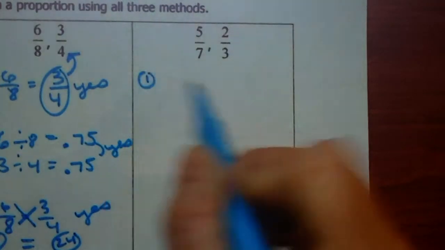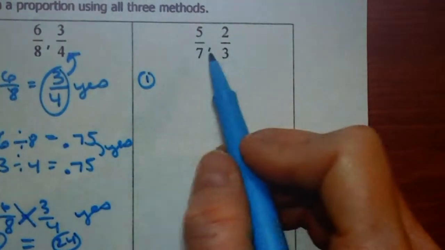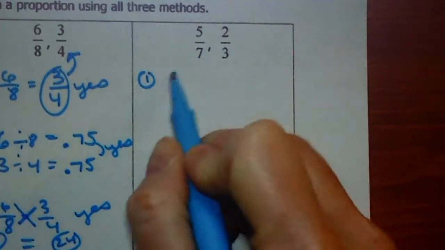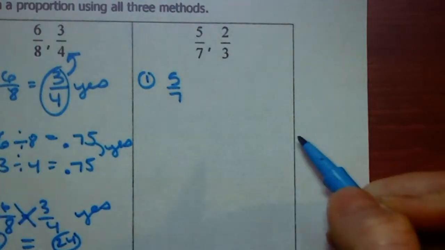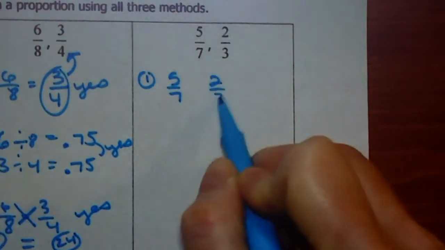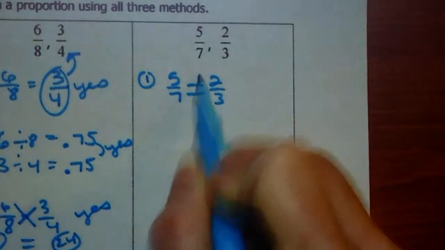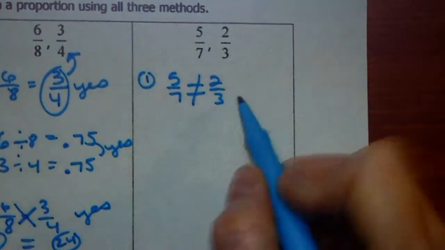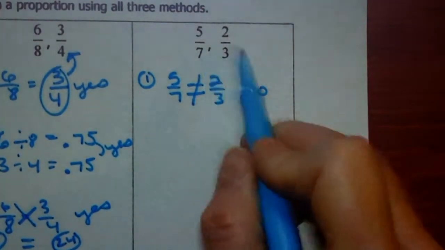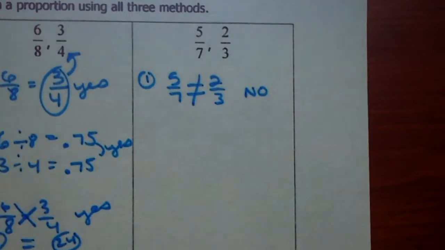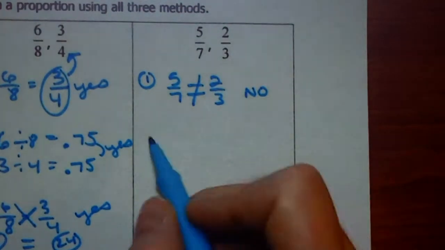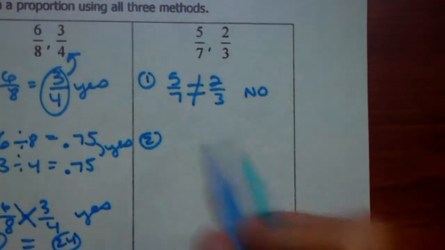All right, so step 1, we're supposed to compare them in simplest form. Well, 5/7 is already in simplest form, and 2/3 is already in simplest form, and those don't equal each other. So right now, this is a no. Those do not form a proportion. They don't have a proportional relationship. They're not equivalent. See, I can even say the same thing 3 different ways.